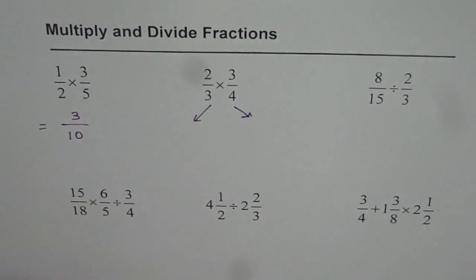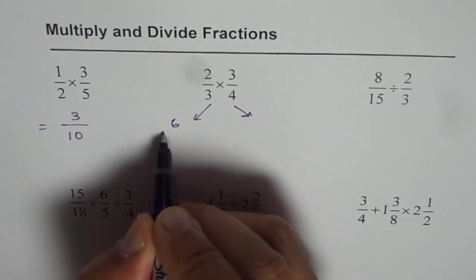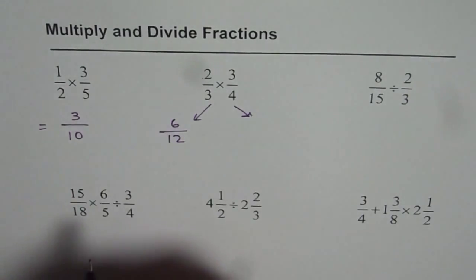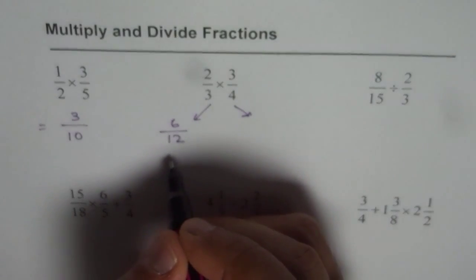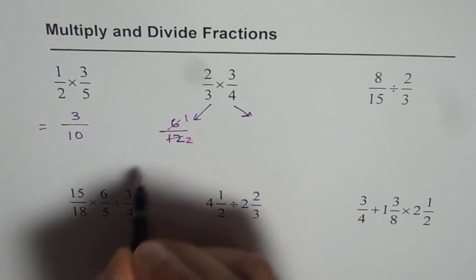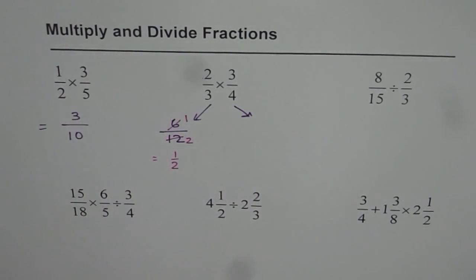First one we'll do like this. That is, multiply the numerators, which is 2 times 3 as 6. Multiply the denominators, which is 12. Now 6 over 12 can be simplified, right? You can divide both by 6. And if I divide both by 6, I get 1 and 2. So this is actually equal to half. So that's one way of doing it.